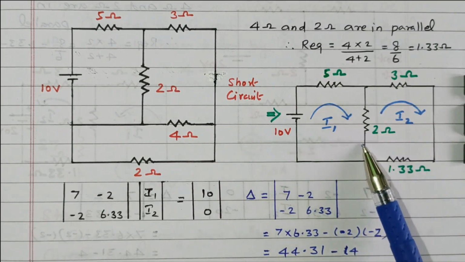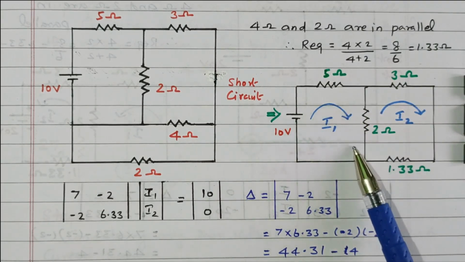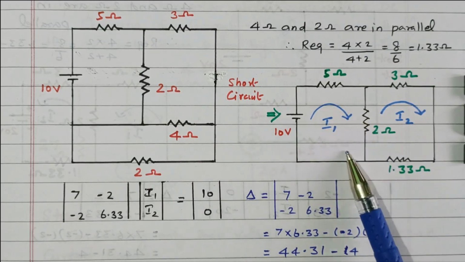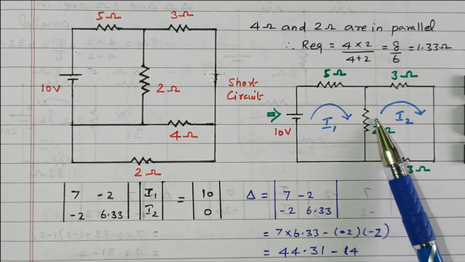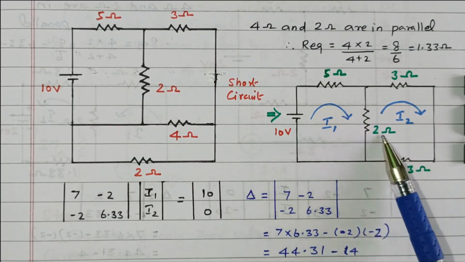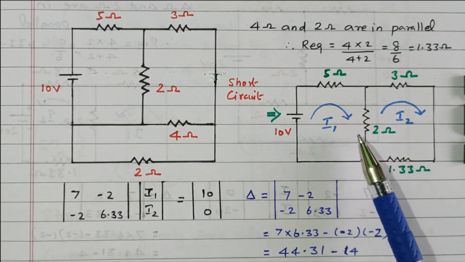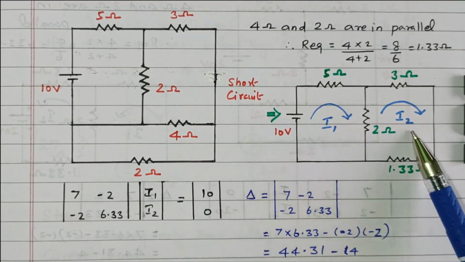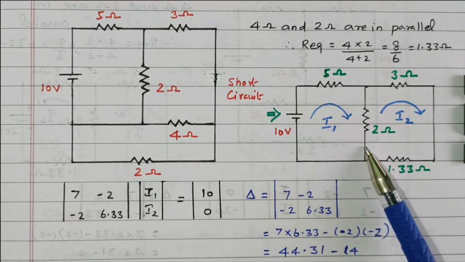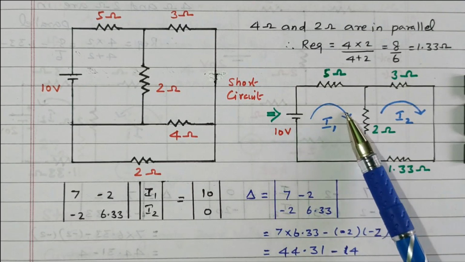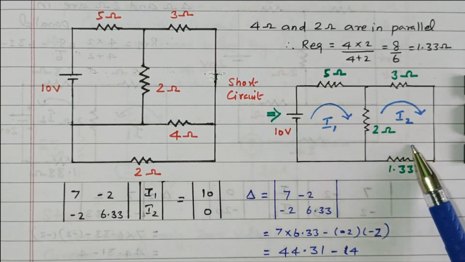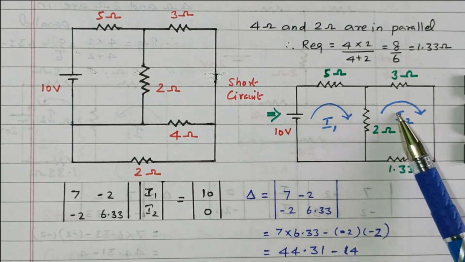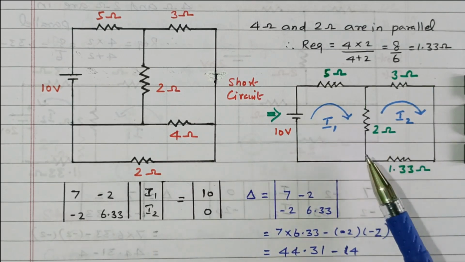So what is the current flowing through this 2 ohm resistor? I1 is flowing from top to bottom and I2 is flowing from bottom to top, so both are in opposite directions. So I1 minus I2 is the current flowing through the 2 ohm resistor. We need to find the I1 value and I2 value. See this, I1 is flowing downwards, I2 is flowing upwards, so the difference between these two is flowing through the 2 ohm resistor.